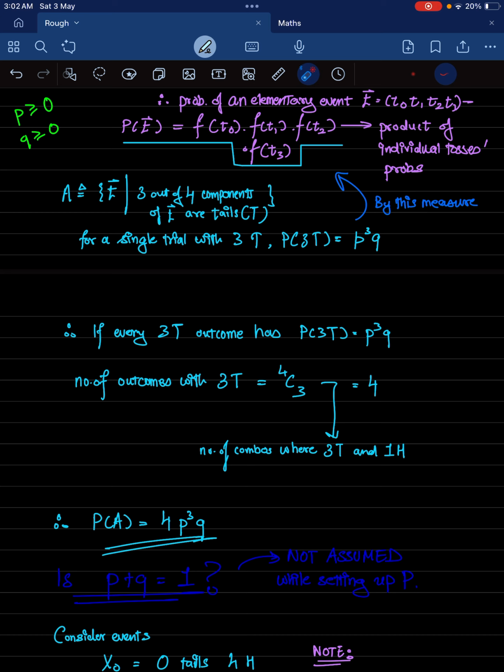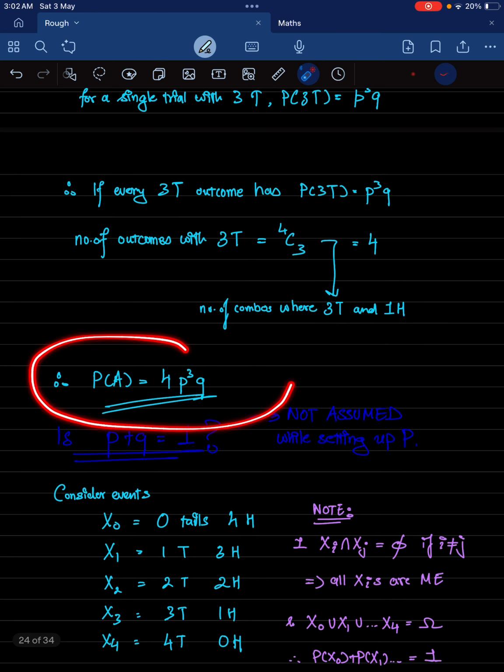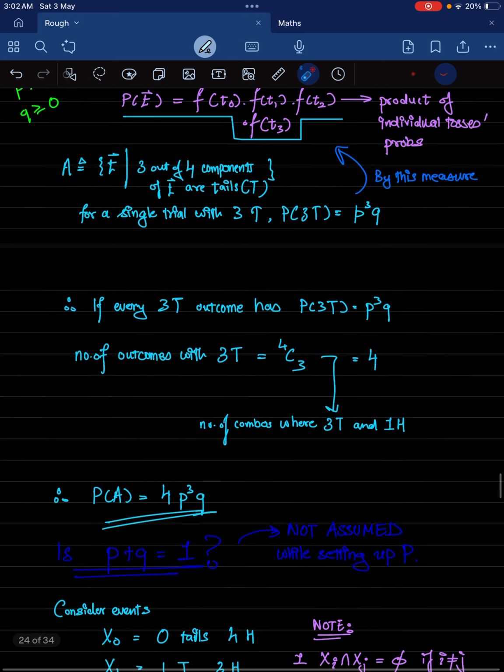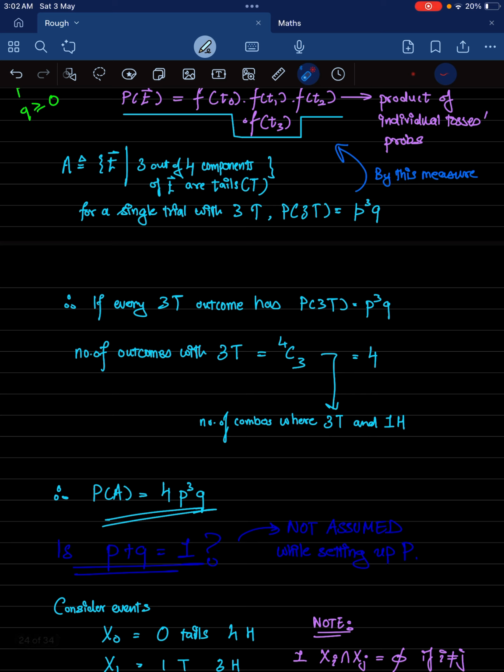And by simple combinatorics, people can also say that it's 4C3, the number of possible outcomes there, and that comes out to be 4. So the probability of having 3 tails out of the 4 tosses is 4 times p cube times q. Single outcome with 3 tails 1 heads, that's p cube q. For 4 of them, which are all mutually exclusive events, by the way, that's why I'm able to add them like this. Third axiom, the probability of your 3 out of 4 being tails comes out to be 4 times p cube times q.